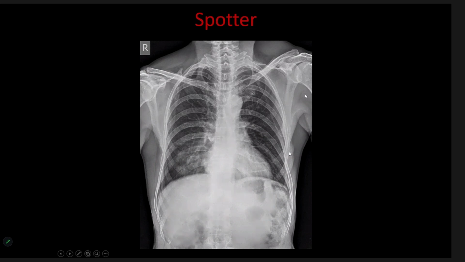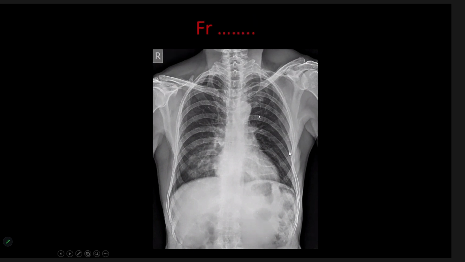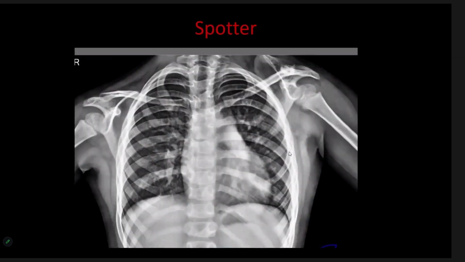Sprengel, no Sprengel deformity. Right lower lobe consolidation, yeah, true. Next.